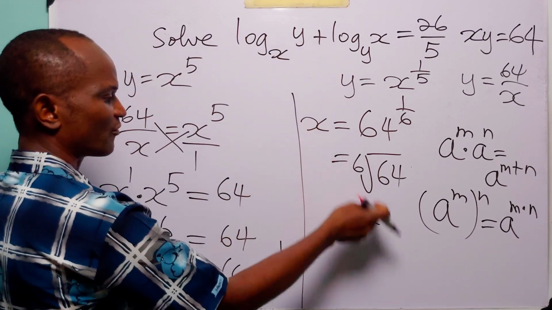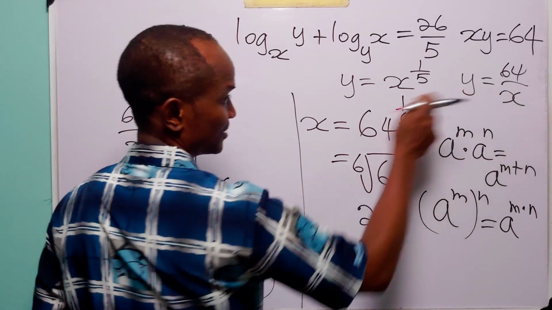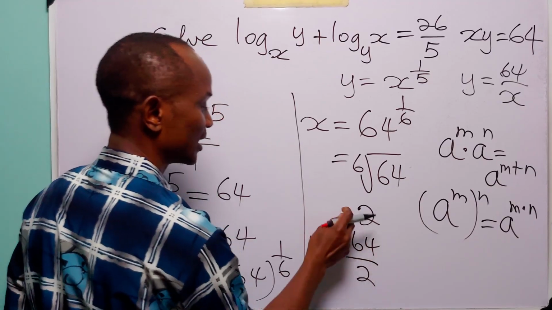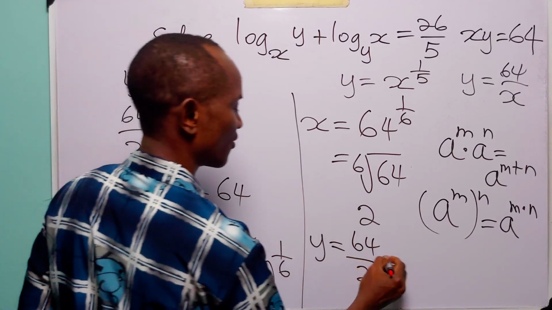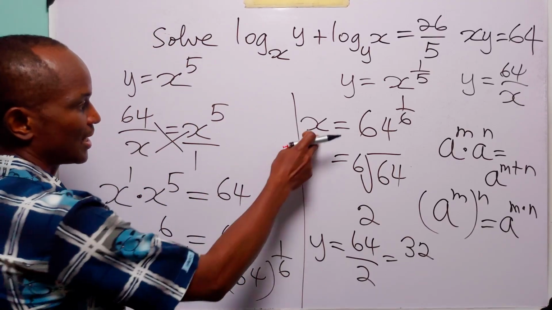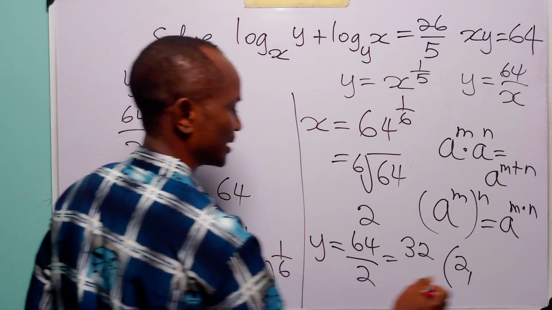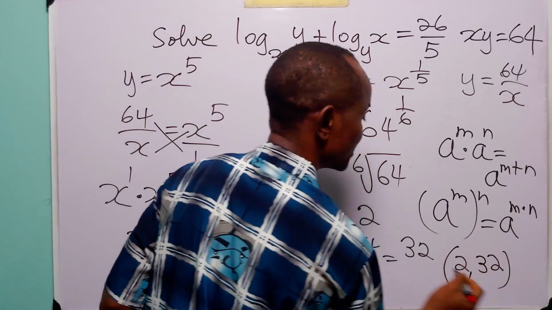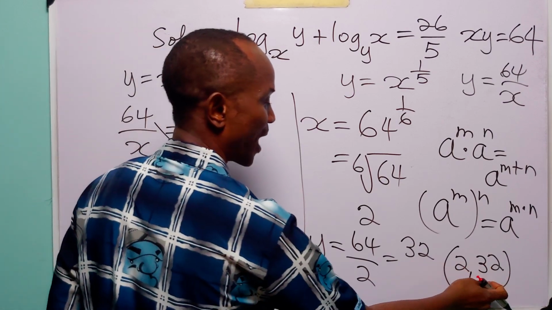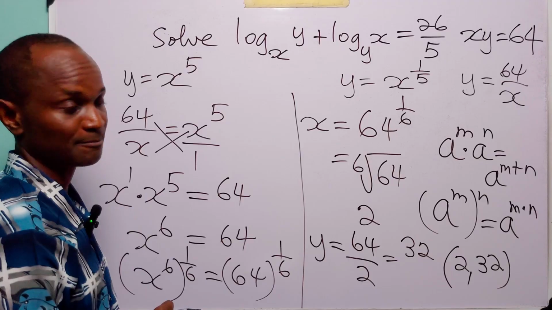So we found the value of x to be equal to 2. Now to find the value of y, we go back to this. So y is going to be equal to 64 over 2, which is the value of x. And of course, this is equal to 32. So here we have that x is equal to 2 and y is equal to 32. This is the first value of x and y that satisfy both equations simultaneously.